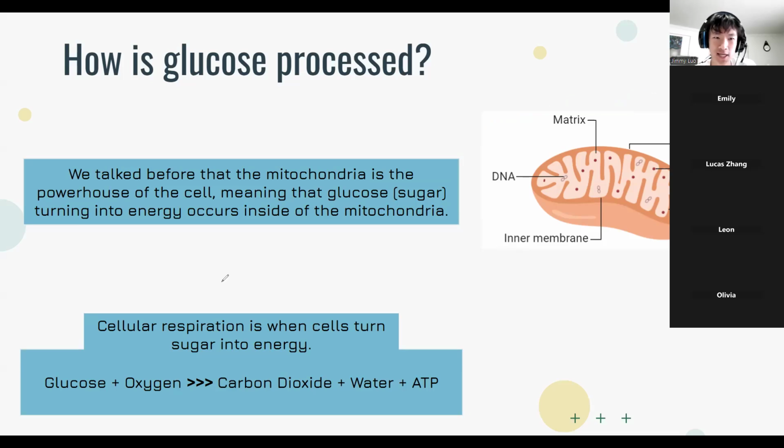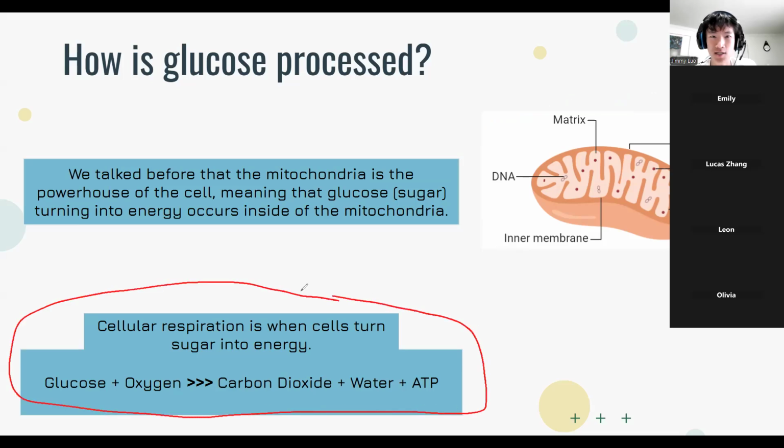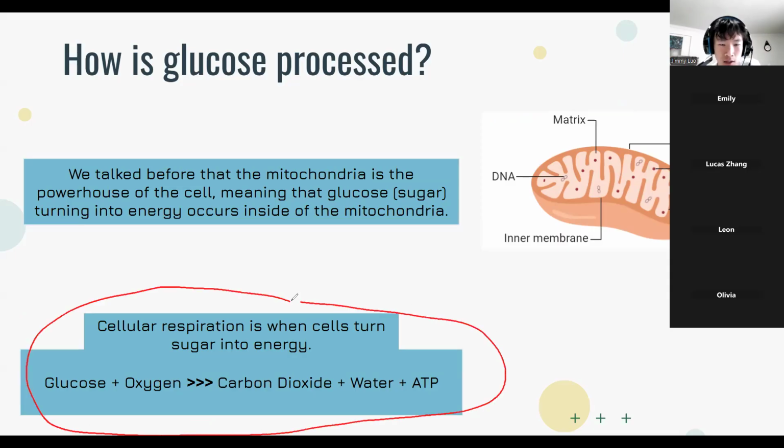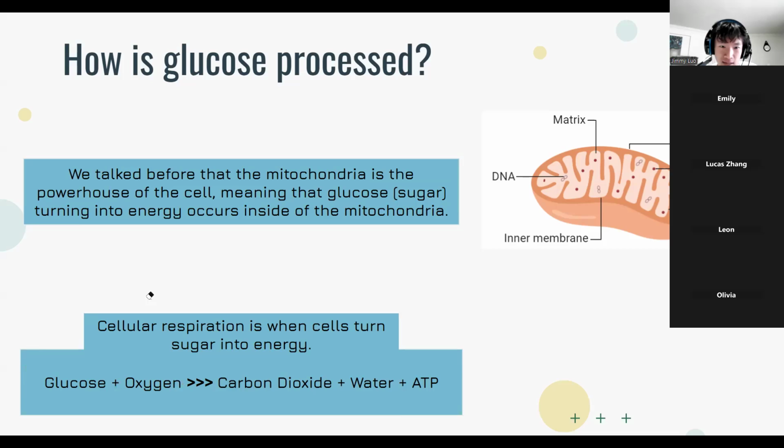Okay, if you guys take a look at the bottom over here, this is called cellular respiration. Cellular respiration basically just means using oxygen and turning glucose into energy, right? Turning your food with oxygen into usable energy. Now, cellular respiration, aka when cells turn sugar into energy, they start out with glucose, which is sugar, and oxygen that you breathe in. And they combine these two things together to form carbon dioxide, water, and ATP.